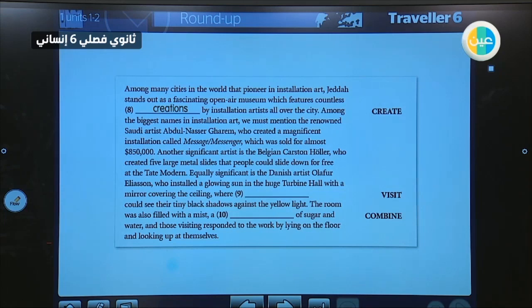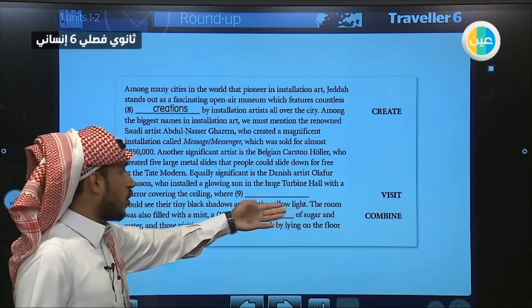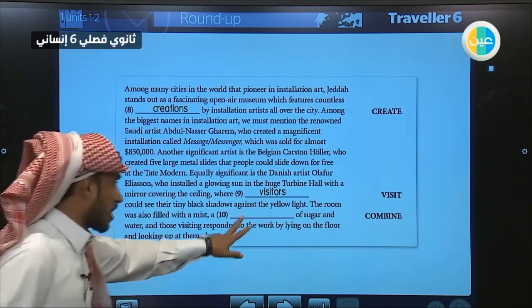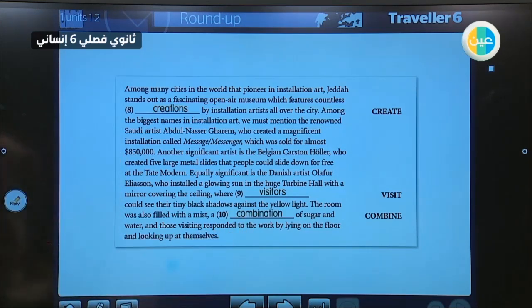Where visit, here we can add OR so it becomes visitors. Where visitors could see their tiny black shadows against the yellow light. The room was also filled with a mist of sugar and water. A combination, meaning a mixture, of sugar and water, and those visiting responded to the work by lying on the floor and looking up at themselves.